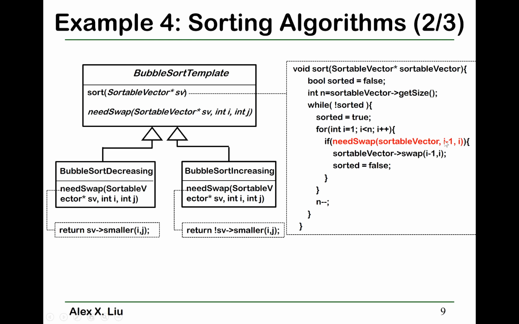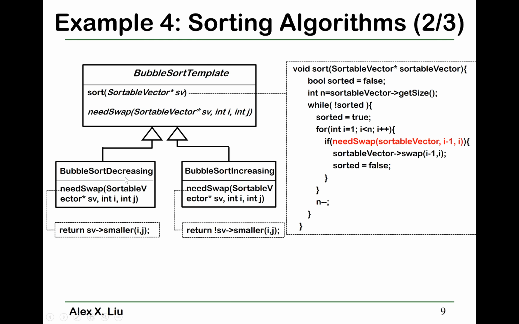And because only this one line is different, in each derived class we implement it differently. Here we want to make the rest common, right? We want to make this one line common. So how do we do that? We basically say need swap. We basically want to know whether the i minus 1 element and the ith element in the sortable vector need to be swapped or not.